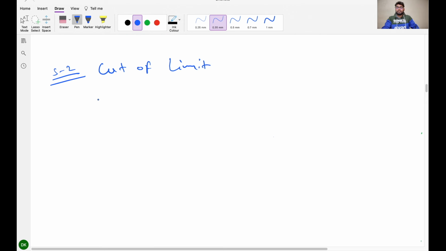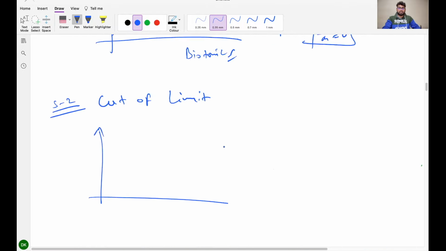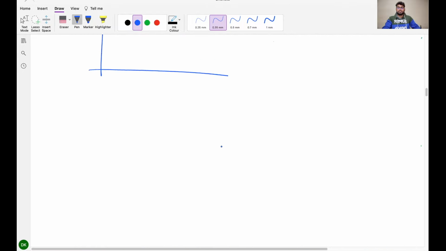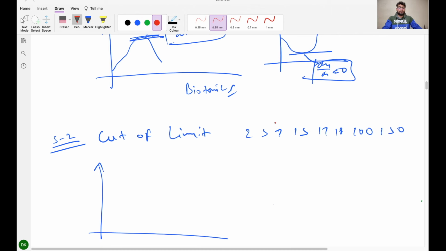So what is the cutoff limit? Let's say I have an array of 2, 5, 9, 15, 17, 18, 100, 150, and I have to find 18.